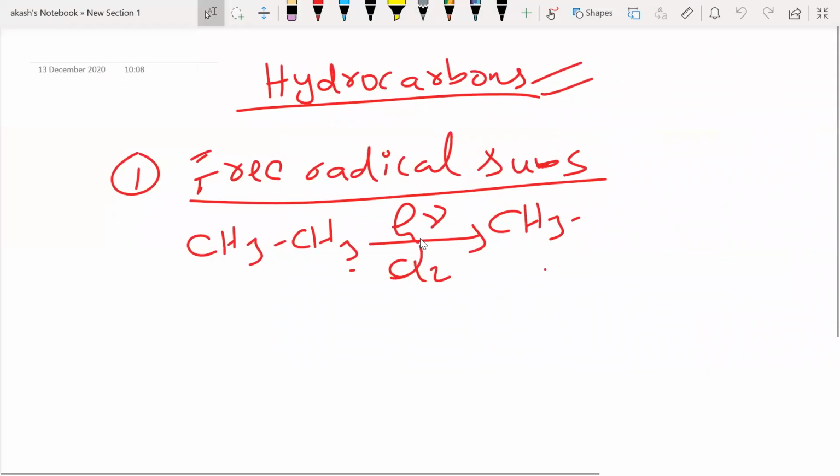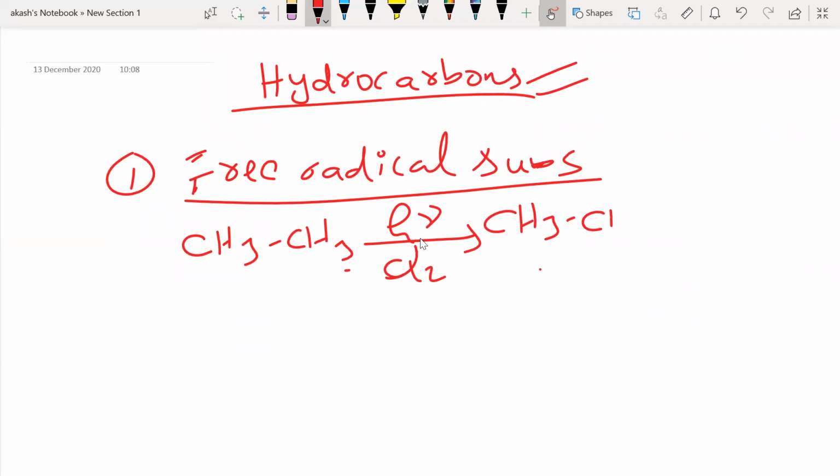So I will have this reaction happening, where one of the hydrogen atoms is getting replaced by a chlorine atom. Not only for this, this is one of the substituents. I can even have something like this: I have CH3, CH double bond, CH2.